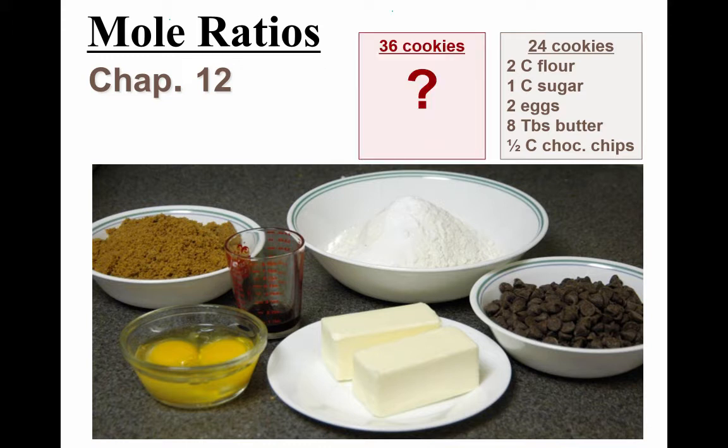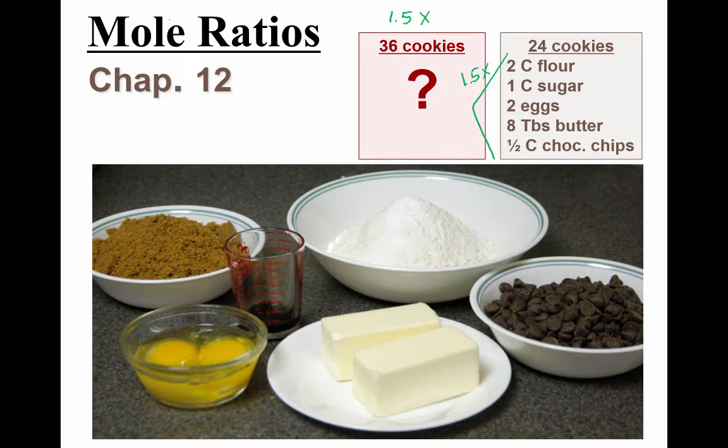But what if I wanted to make 36 cookies? How would I modify this recipe? Well, this lesson is all about ratios. And you may have noticed 36 is 1.5 times as many cookies as 24. So I will need 1.5 times all these ingredients.